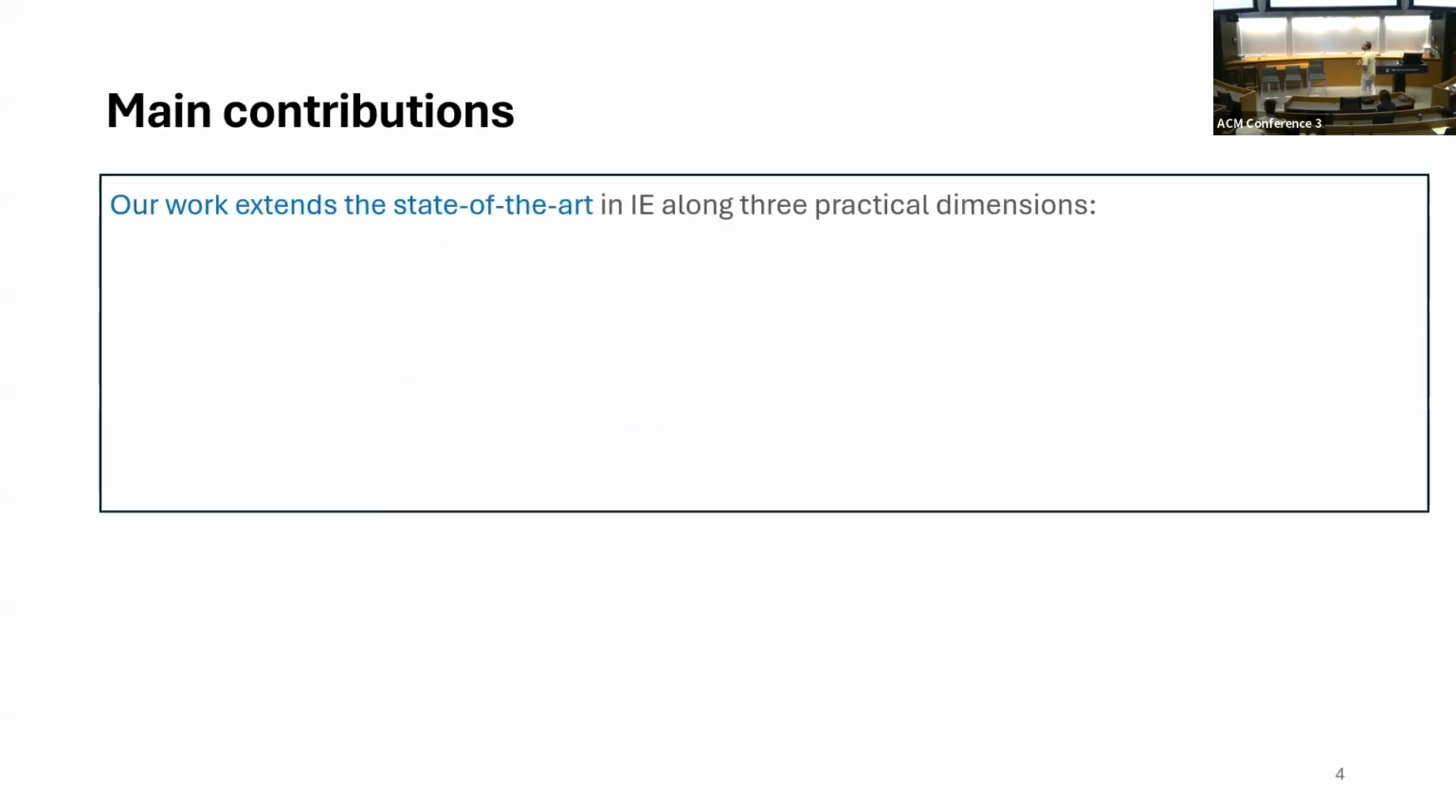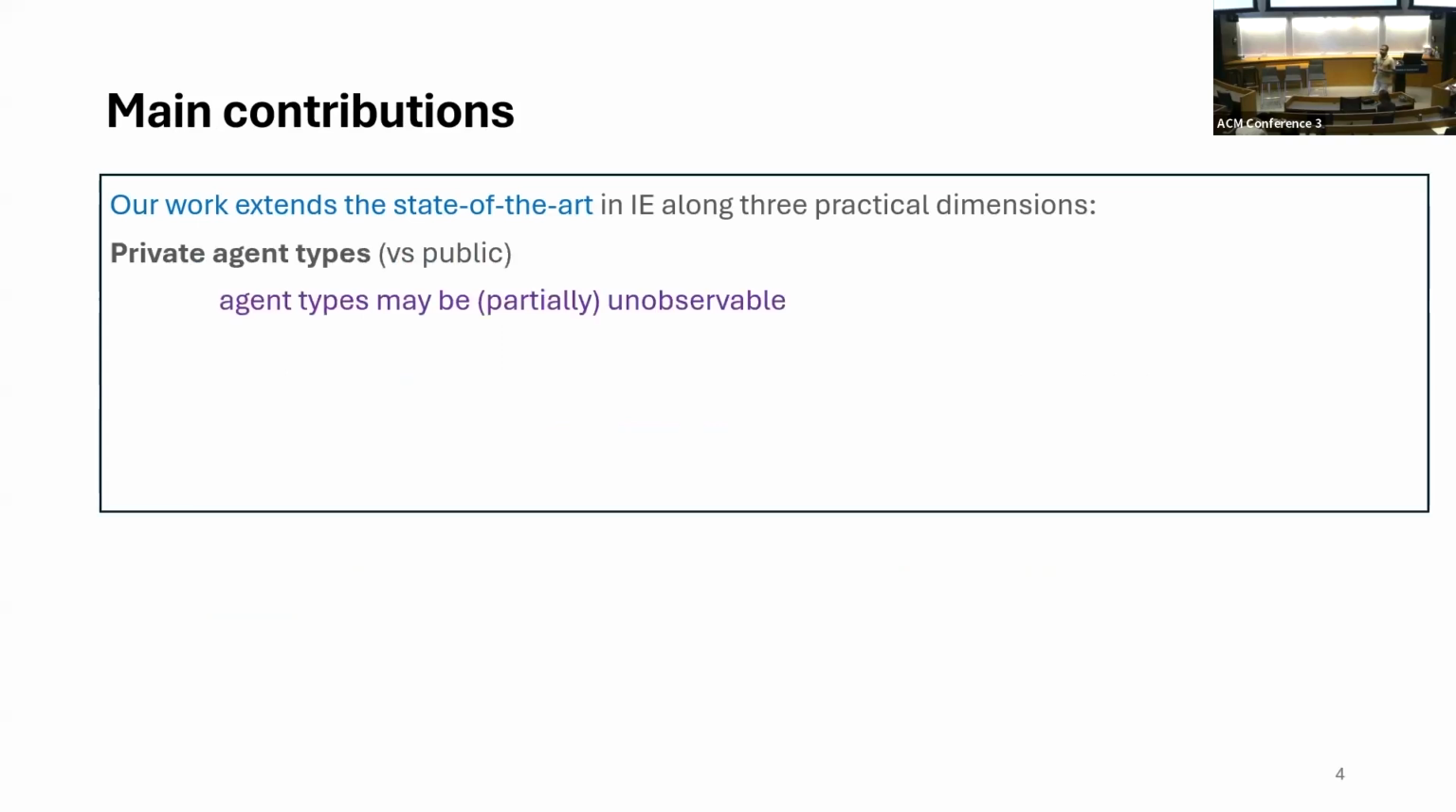Okay, so I'll give you a quick summary of what we are able to achieve in this work. Our work contributes to the existing IE literature by expanding upon the current state of the art along three practically relevant dimensions. First and foremost being private agent types. Previous work predominantly focuses on agent types being public, essentially meaning that once the user comes to the platform, all of their covariates are observable to the platform. Our results actually extend to the setting of private agent types, where the platform may not be able to observe some of your covariates.